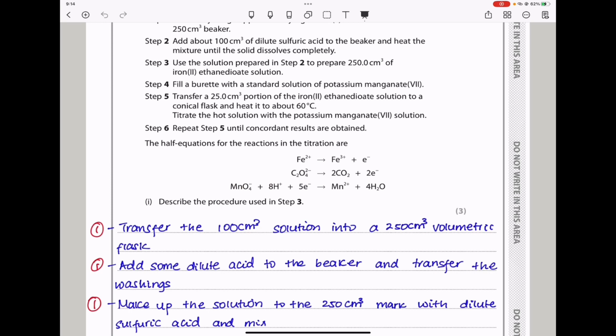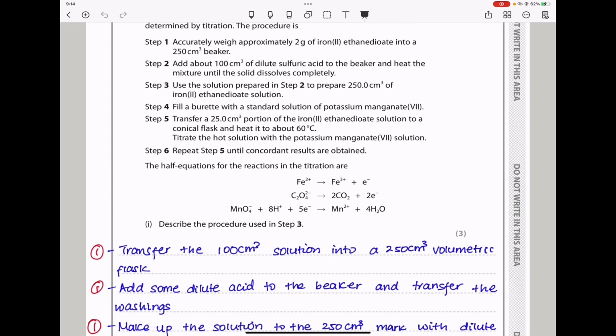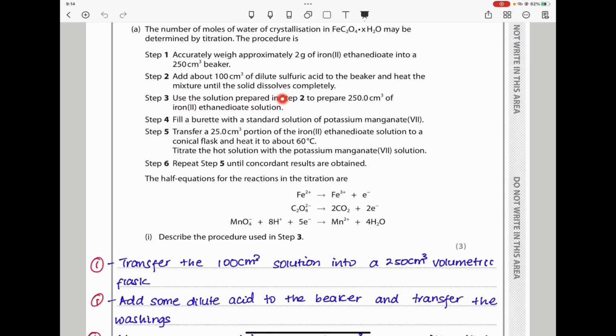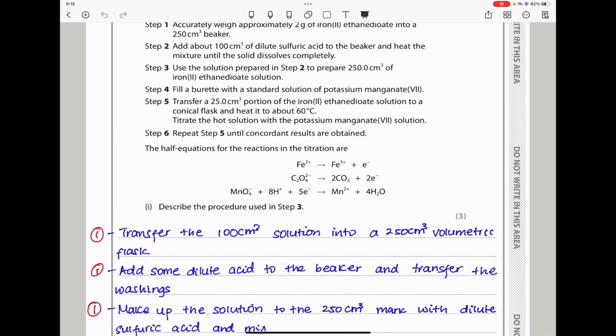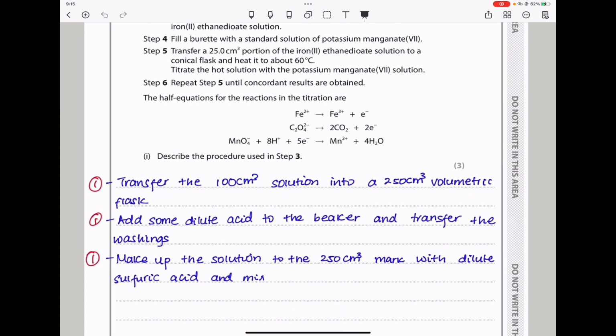So they told us describe the procedure in step 3. And again, to take you back here, use a solution prepared in step 2, which was 100 centimeters cubed of dilute sulfuric acid in a beaker and heated to prepare 250. So you have 100. You have to transfer this 100 along with its washings into a 250 centimeters cubed volumetric flask to fill up and then shake in order to create a solution of uniform concentration.